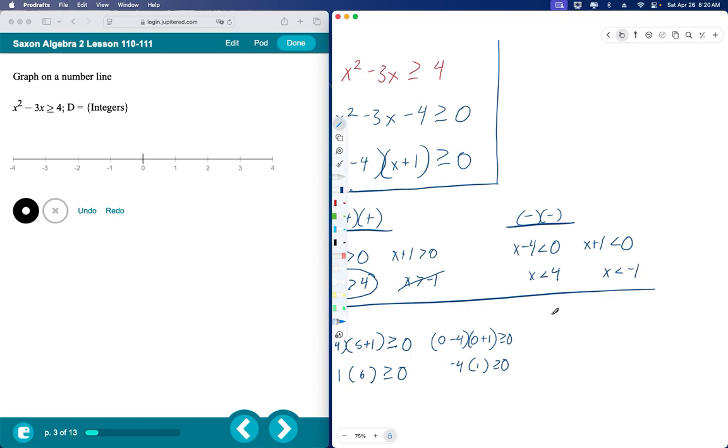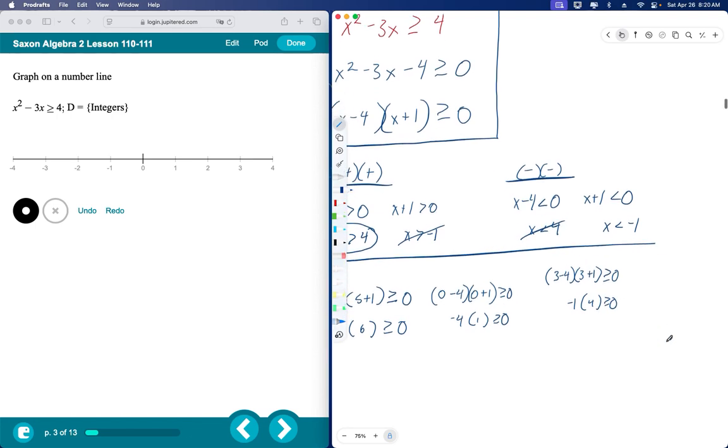So I've got x is less than 4, so that'd be a 3. 3 minus 4, 3 plus 1, greater than or equal to 0. That would be negative 1 times 4. Not true. So if x is less than negative 1, that would be a negative 2.